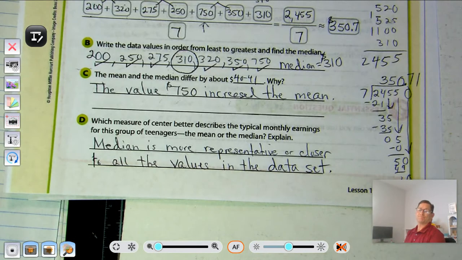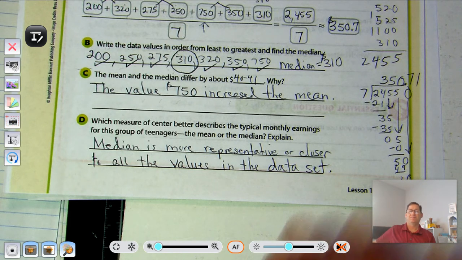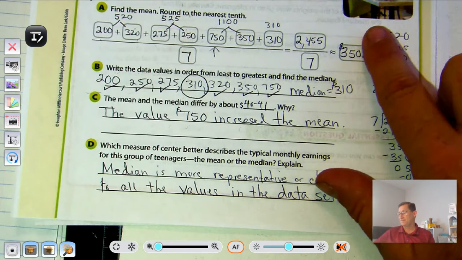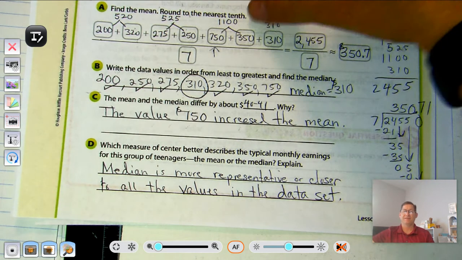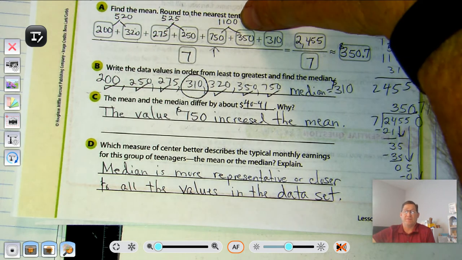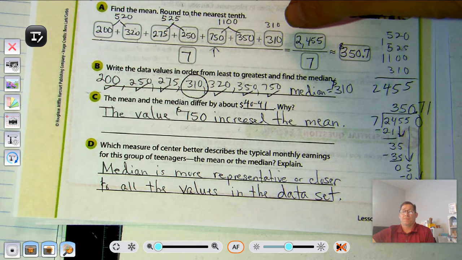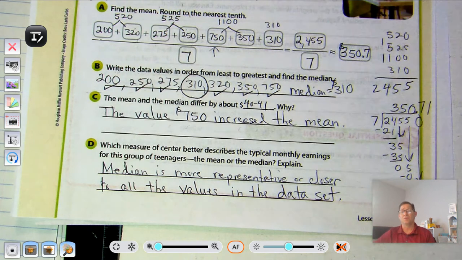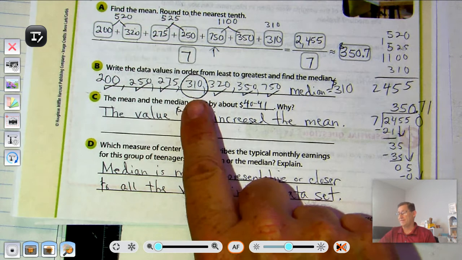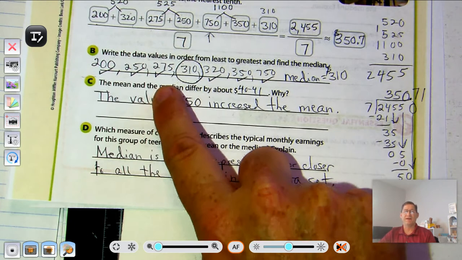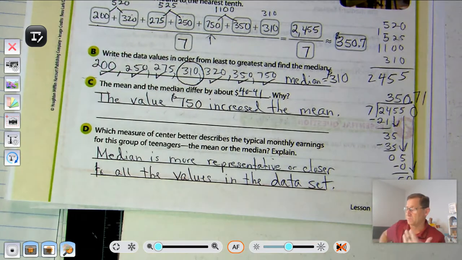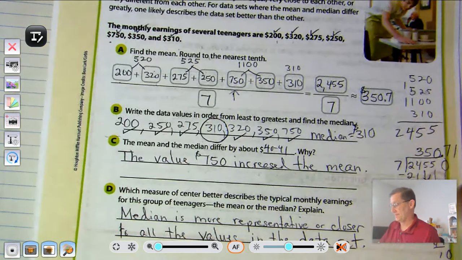Okay. So it's more representative of the values in the data set. When I look at 350, there's only really one number that's 350. So there's only one that's close to 350. When we look at 310, 320 is close to it, 350 is close to it, 275 is closer. So there's more values that are close to the median than there are to the mean.